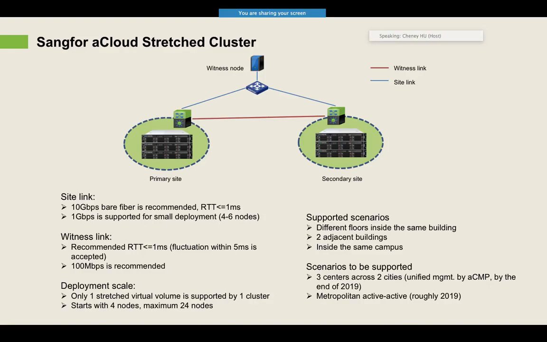Okay, customers who have a very high requirement for business continuity and data integrity can use stretched cluster and our disaster recovery for a higher level of protection for their business. Maybe inside one city they can deploy stretched cluster, and then in another city they can have a third data center, and they can use our disaster recovery for the third site protection.